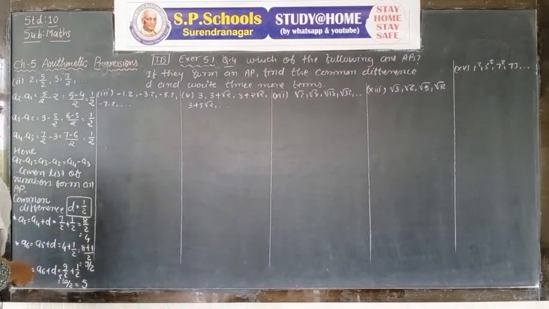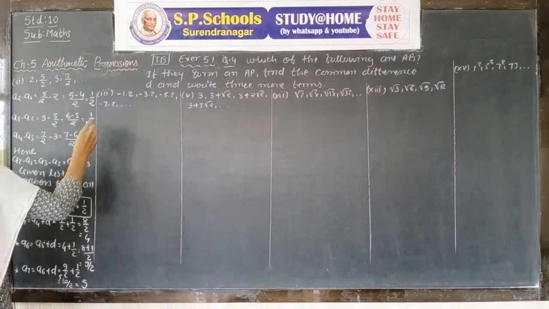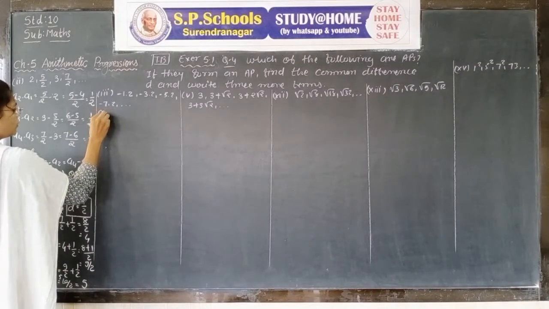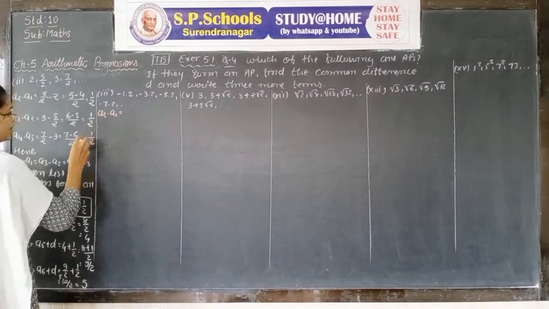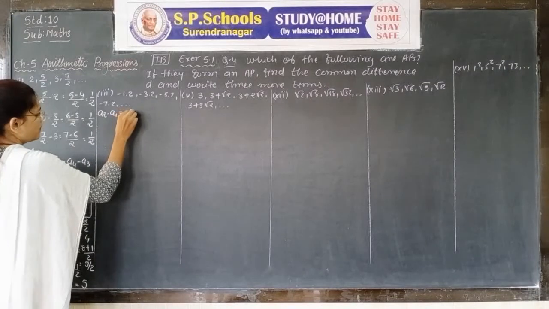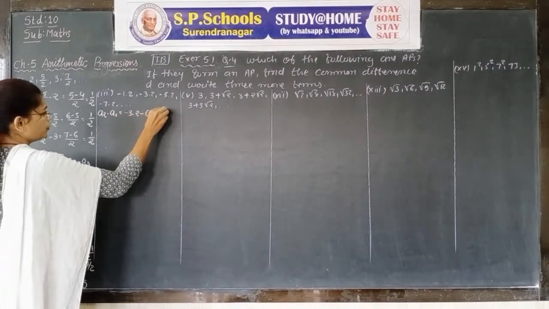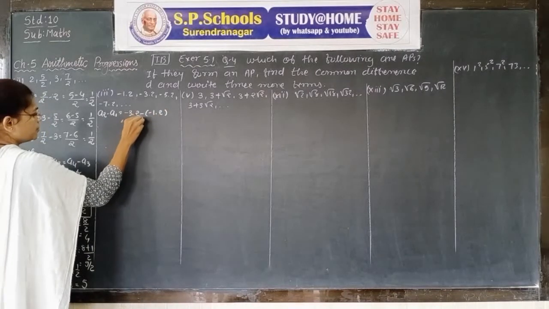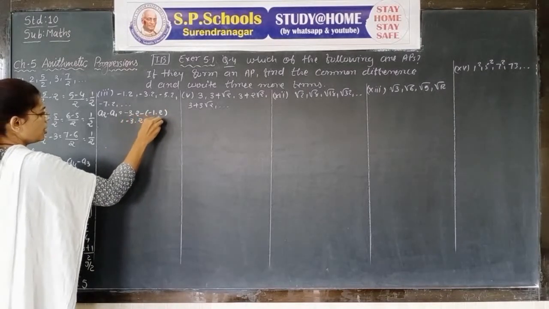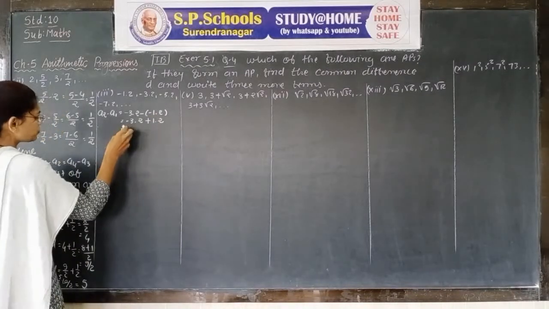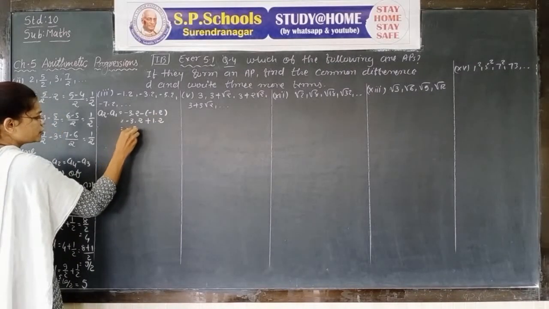Now see the third number. First try yourself, which is very easy. First of all, we need to check whether it forms an AP or not. Using the common difference, a2 minus a1 is minus 3.2 minus 1.2, which is minus 3.2 plus 1.2. We do the subtraction here and we get minus 2.